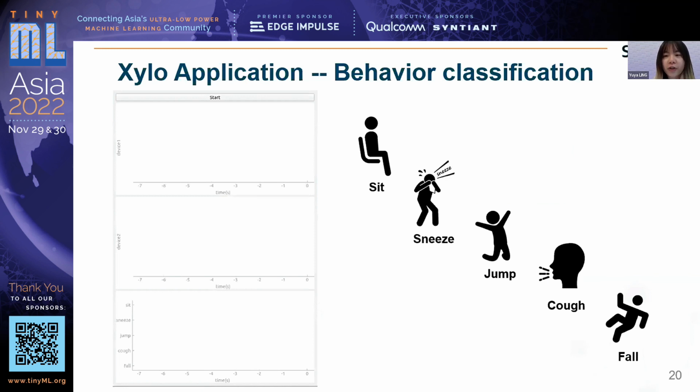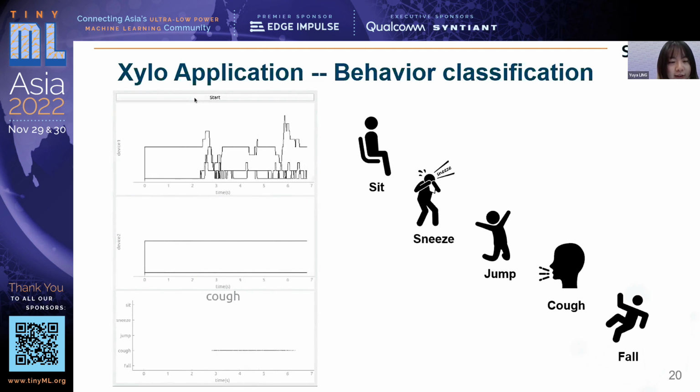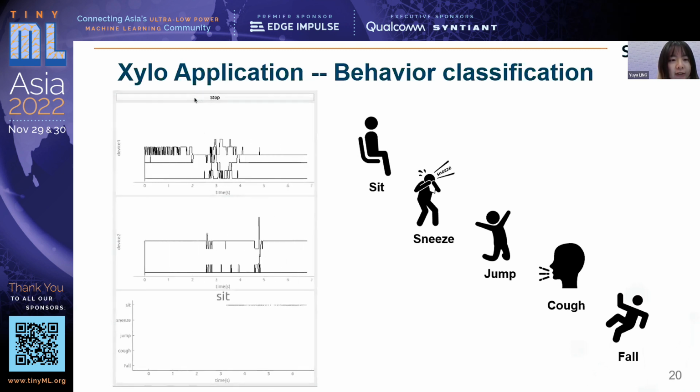And so far, I have introduced the audio applications on Xylo. As I mentioned before, the Xylo processor can also be used for IMU data. And this is a demo to classify human behavior, whether the person is sitting, sneezing, jumping, coughing, or falling. For the data recording, we put two devices on the volunteers, one placed on the chest and the other on the wrist. And I will show the results here. The true label is coughing, and we can see that Xylo correctly classified it. And here the true label is sitting, also correctly classified.